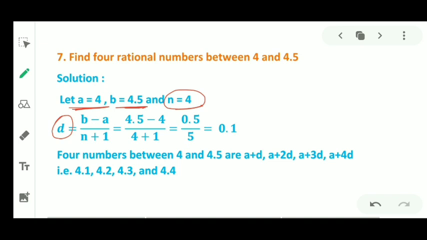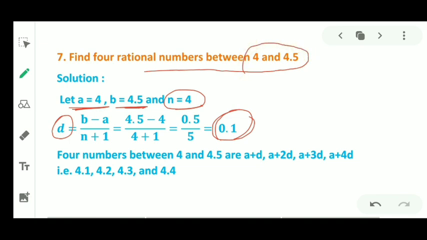The formula of difference is B minus A by N plus 1. If we put the values of B, A and N, we get 4.5 minus 4 by 4 plus 1. So 0.5 by 5 becomes 0.1. That is the difference between each rational number. And you have to find 4 rational numbers between 4 and 4.5.